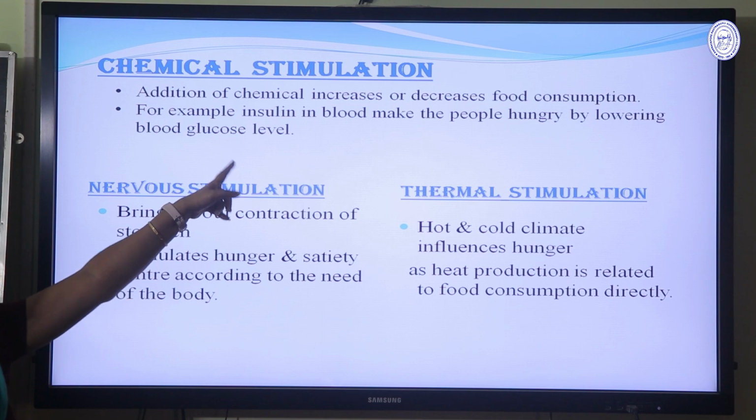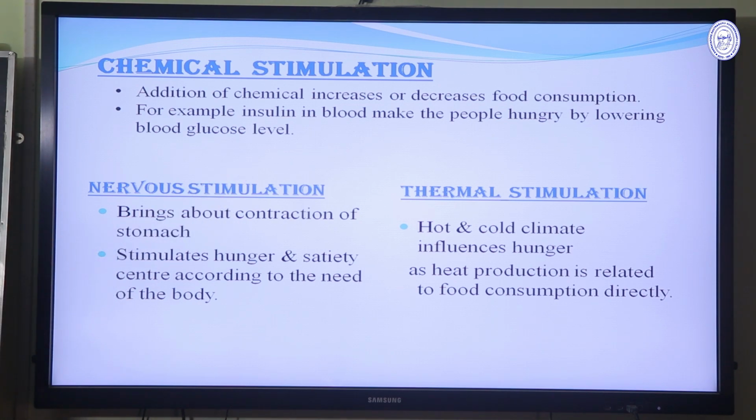For example, insulin in blood is making people hungry by lowering the blood glucose level. Why is it lowering the blood glucose level? Because insulin is responsible for metabolism of sugar. It is utilizing sugar and thus lowering the blood sugar level and making people hungry. So, it is stimulating the hunger center in a positive manner.